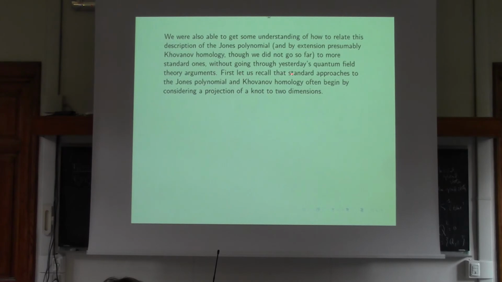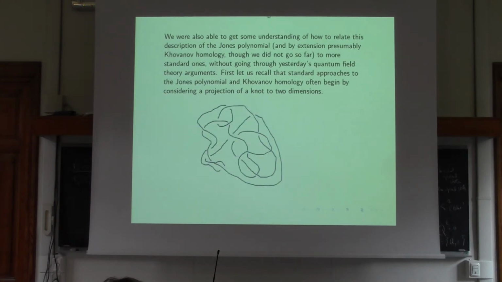So, let's recall that standard approaches to the Jones polynomial and Khovanov homology usually begin by considering a projection of a knot to two dimensions. So that's the knot we started the first lecture with, and then we projected it to two dimensions, down into the screen.